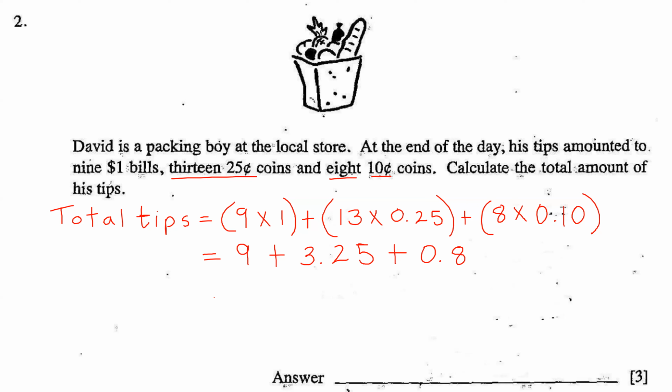So if we add all of them together, we have 9 plus 3.25 plus 0.8. That's going to be $13.05. So that means that the amount of his tips is going to be $13.05. How do we get that? We multiply 9 times 1, which gives us 9. Then we multiply 13 times 0.25, which is basically 13 times 25 cents. And then we multiply 8 times 0.10, which is 8 times 10 cents. We get $9 plus $3.25 plus 80 cents. And we add it all together, and our answer is $13.05. And so that's the answer for number two.